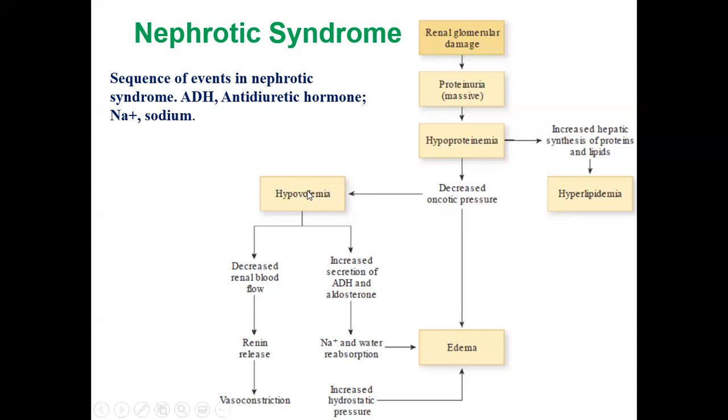Also, when hypovolemia occurs, it increases the secretion of ADH, antidiuretic hormone, and aldosterone. Sodium and water reabsorption leads to edema and high blood pressure. And also hypoproteinemia causes increased hepatic synthesis of more protein and lipid, and hyperlipidemia develops.